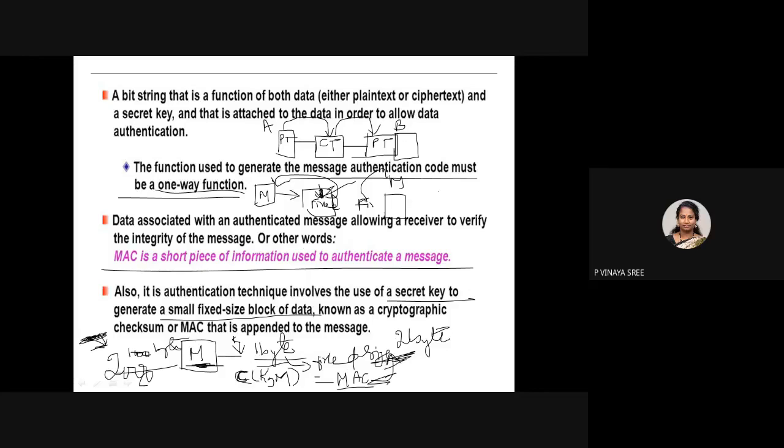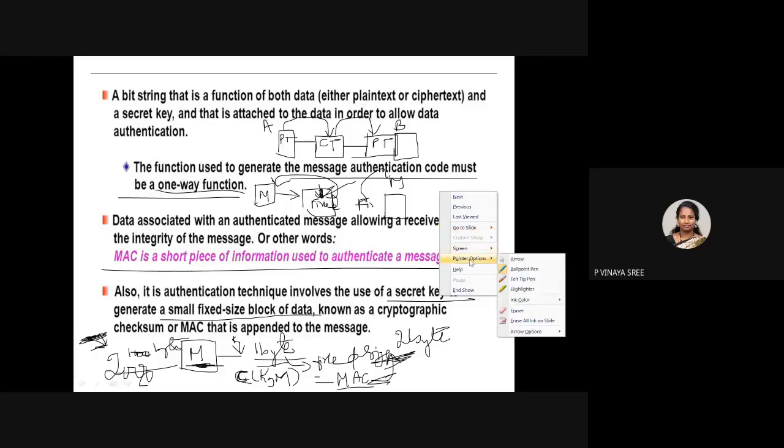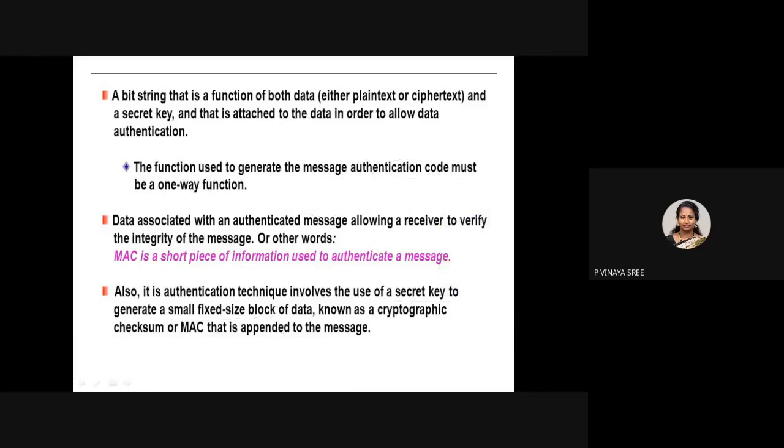Let me explain once again. In order to do message authentication, there are three techniques. Among them we are studying the message authentication code. So let us see, this is your sender, Alice, who is sending a message. This message has to be converted to a fixed size block.